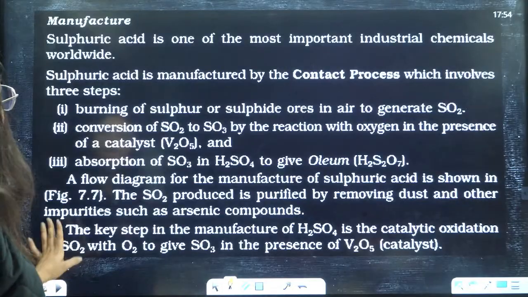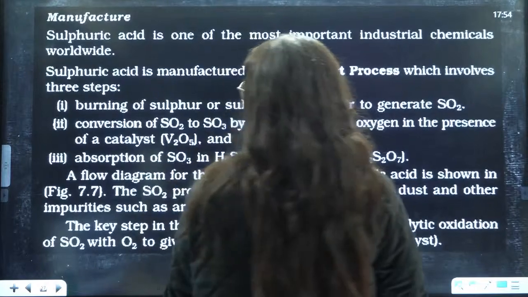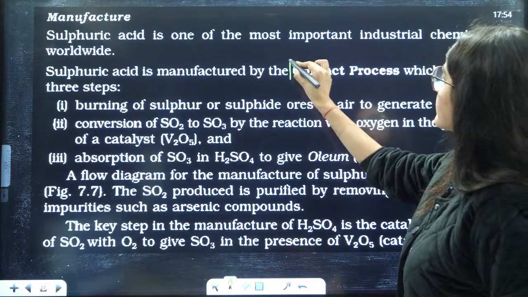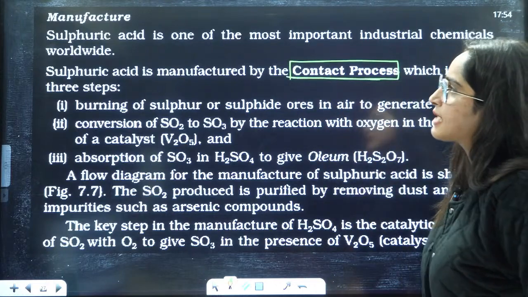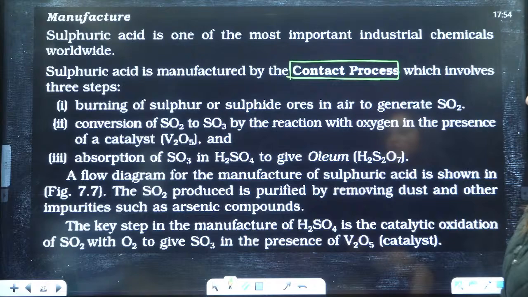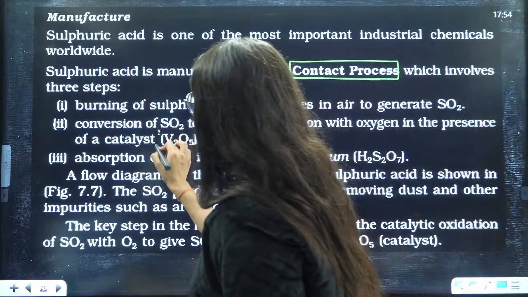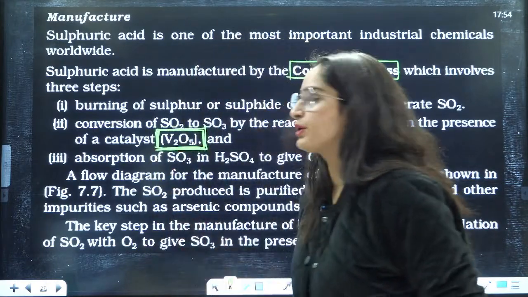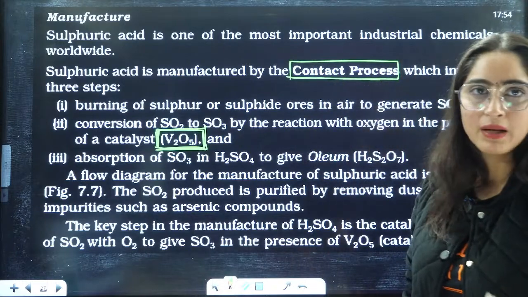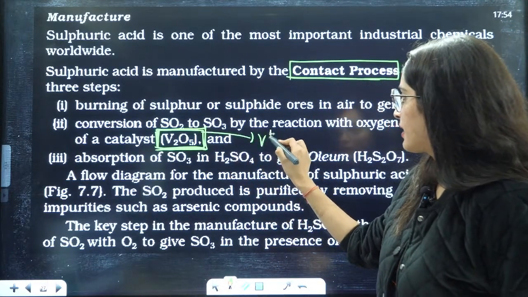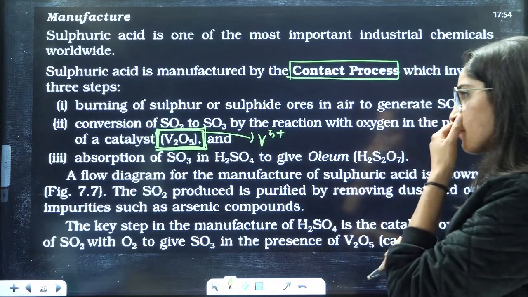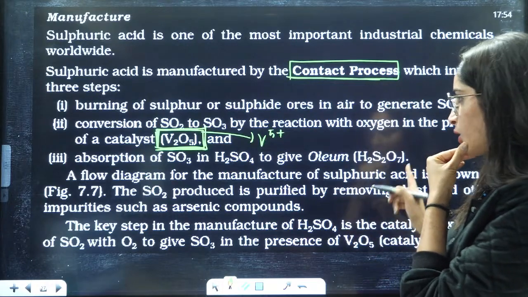Then next is manufacture. Manufacture of sulfuric acid, right? You need to know that this is from the contact process. It is manufactured by the contact process, which has which catalyst? The catalyst is vanadium oxide, that is V2O5, where vanadium is in +5 oxidation state, right? This I have also explained to you in the d and f block, right? What else is important? Absorption of this to give oleum.